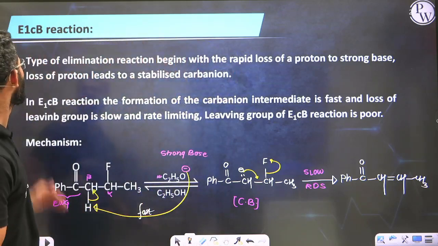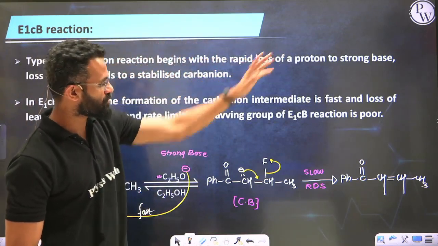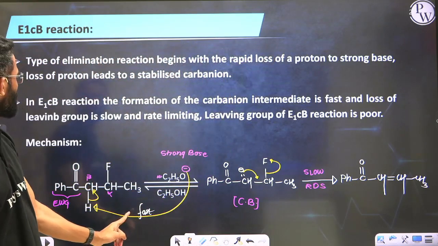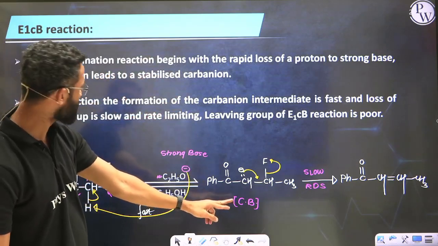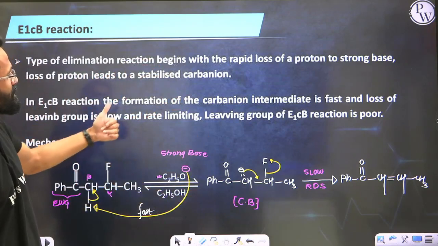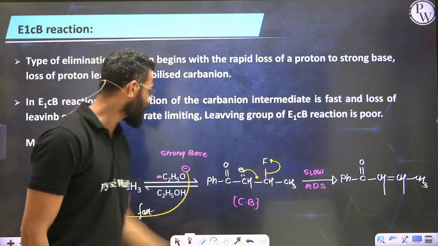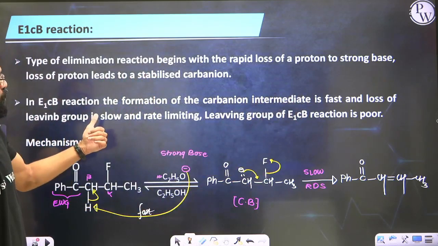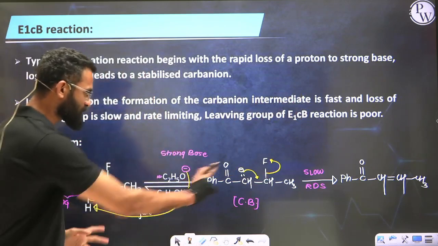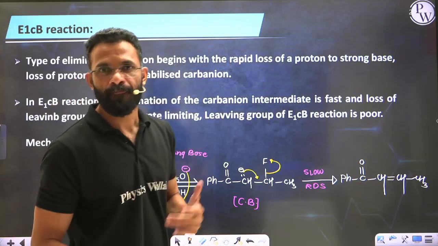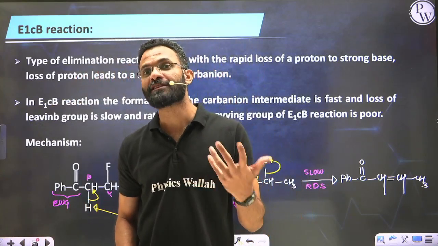So a type of elimination reaction begins with the rapid loss of a proton to a strong base. Yes, we saw that it's a fast step. A loss of proton leads to a stabilized carbanion, which is the conjugate base. In E1CB reaction, the formation of the carbanion, meaning the conjugate base intermediate, is fast, and the loss of the leaving group is a slow step, meaning it is the rate determining step. Right? So this is what we have seen. So guys, from this, for E1CB, we will come to that point. Why are we calling it E1CB?